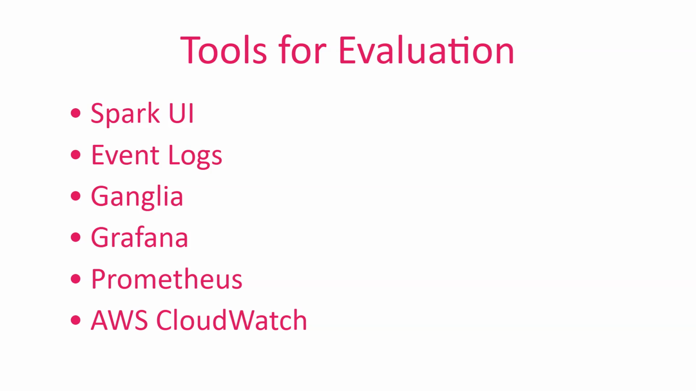Tools used to evaluate a Spark application. Spark gives multiple monitoring tools. Spark UI, the most important. Event logs, Ganglia, Grafana, Prometheus, AWS CloudWatch. These are all monitoring tools used in production.